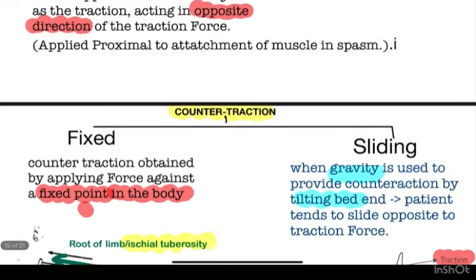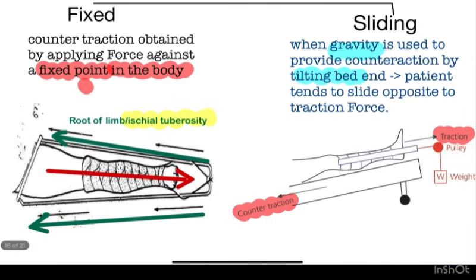Now, how can we apply counter traction? We can apply counter traction by two means. In case of fixed traction, the counter traction is obtained by applying force acting against a fixed point in the body. Whereas in sliding traction, the gravity is used to provide counter traction by tilting the end of the bed. That is, by elevating the leg end of the bed, we are utilizing the gravity to apply counter traction.